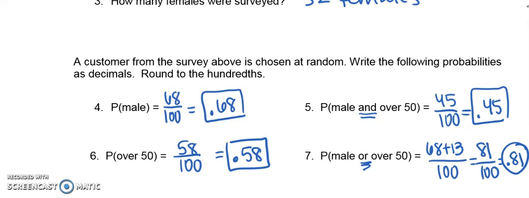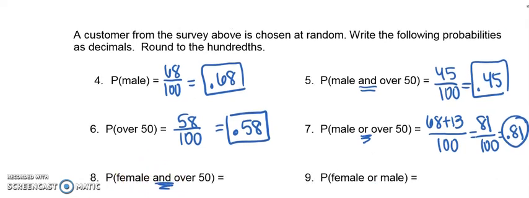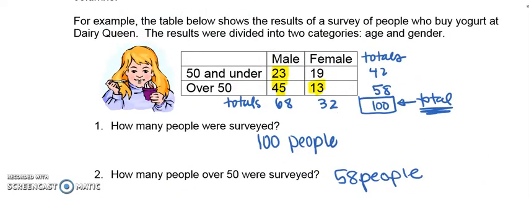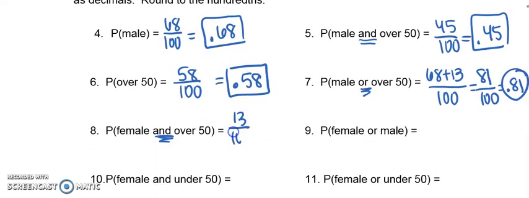All right? On the next part, female and over 50. So not only do they have to be female, they also have to be over 50. So female and over 50 is going to be 13 right there. So 13 out of 100, and as a decimal, 0.13.